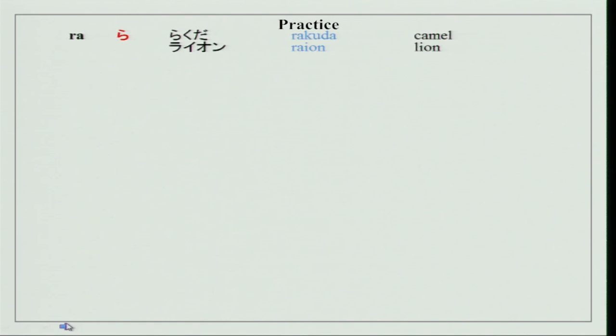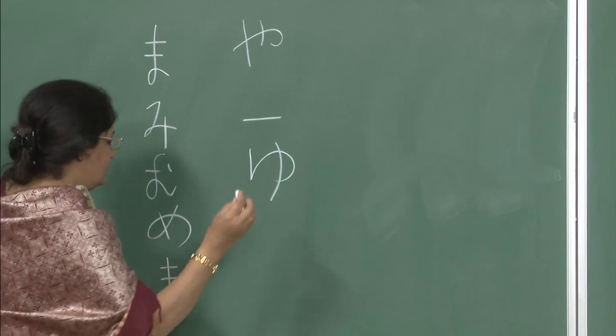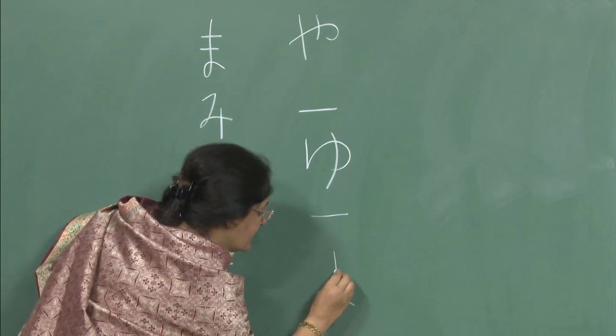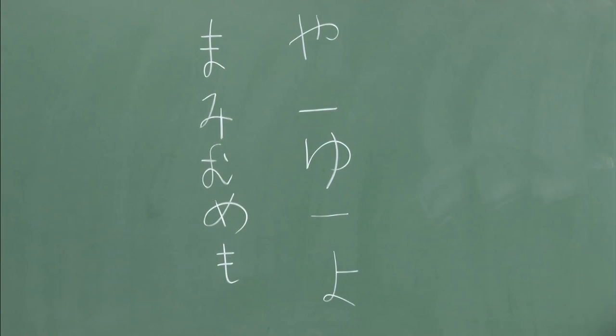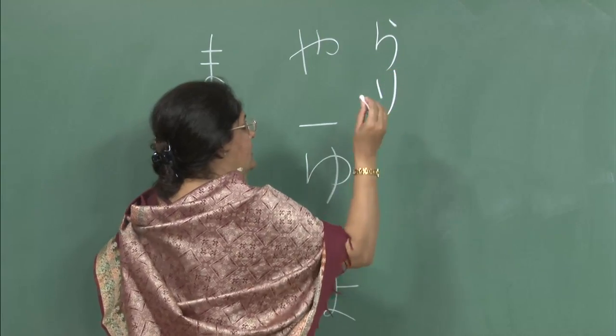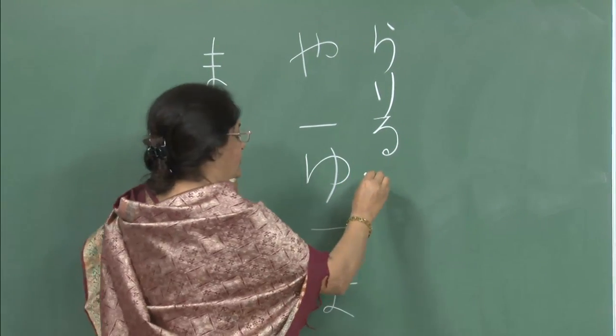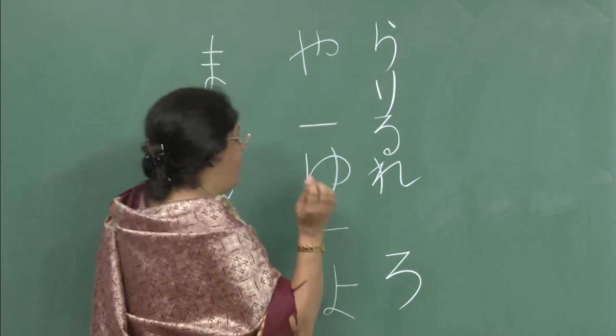After the Y series, we will do the Ra series now. The letter R. I will write it again for you. The ya series first and then the ra series. Ya, yu, and yo. Then we have ra, ri, ru, re, and ro.